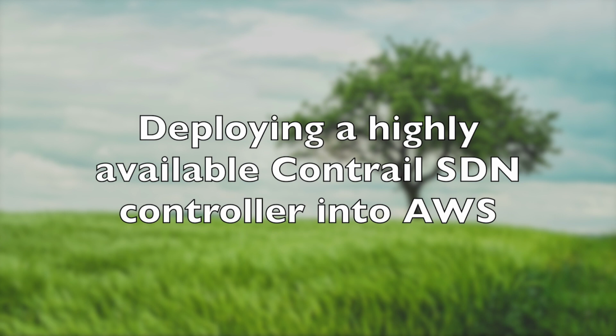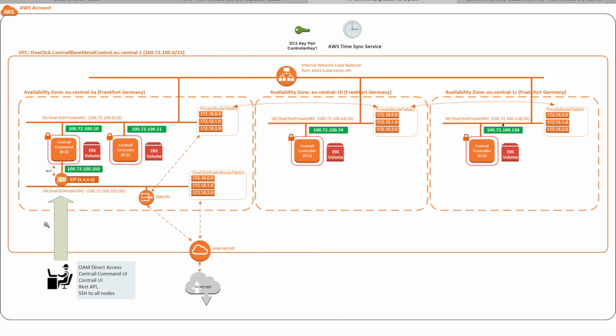I'm a cloud engineer working for Juniper Networks, and in this first video I'm going to show you how to deploy a Contrail SDN controller cluster in HA into AWS, Amazon's public cloud. In the following video we'll add a VPC with some minions to act as compute in a Kubernetes cluster.